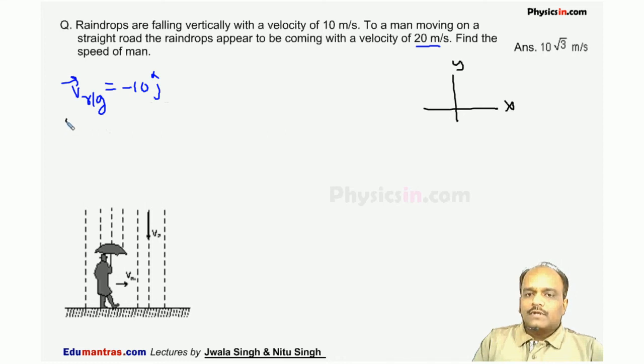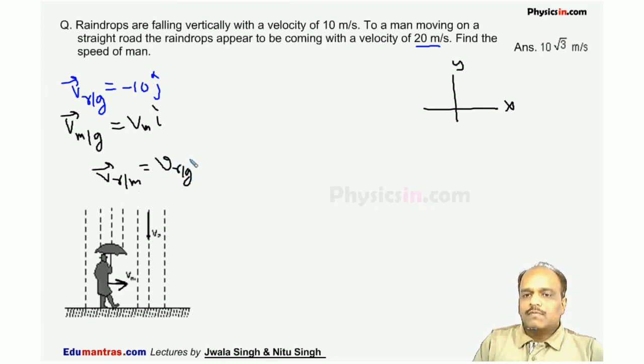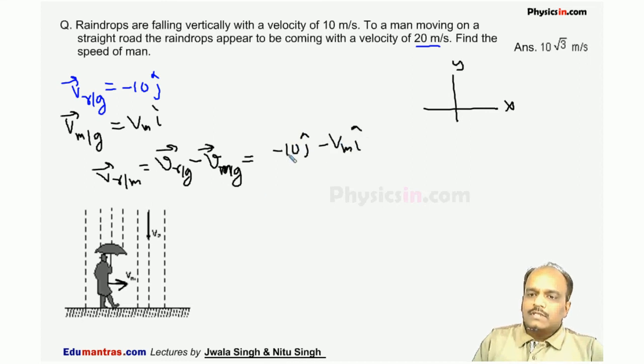The velocity of the man with respect to ground, let it be Vm i cap. Let the man be moving in this direction, it is Vm i cap. So for this man, the velocity of rain with respect to man is velocity of rain with respect to ground minus velocity of man with respect to ground. So it is equal to minus 10 j cap minus Vm i cap.